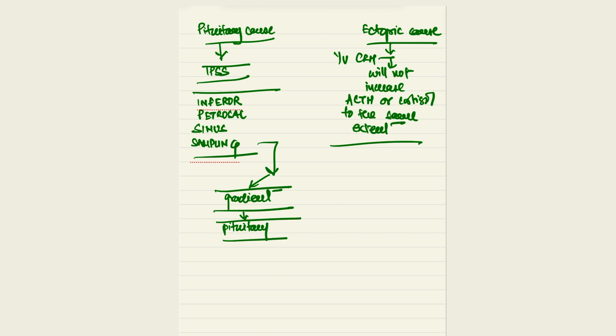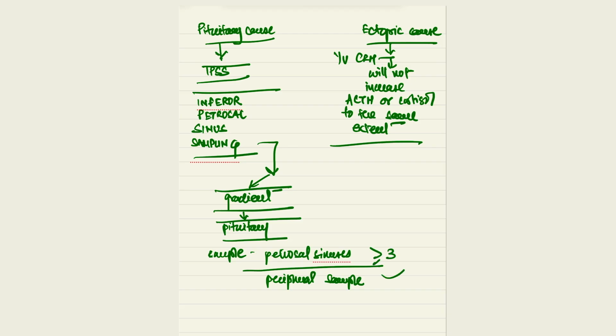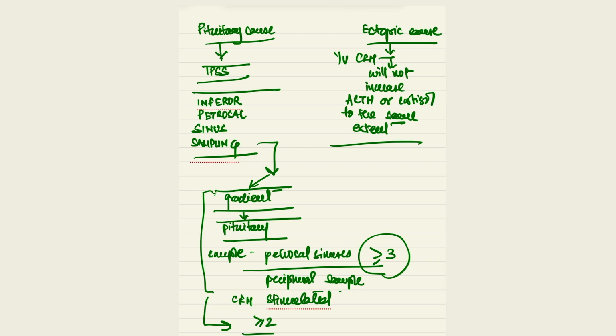the gradient, that is the sample from the petrosal sinuses to the peripheral sample, should have a gradient of around 3, more than or equal to 3, if it is a CRH stimulated sample. While if it is not CRH stimulated, just like that we are taking, it should be more than or equal to 2. That will point towards the pituitary cause of the Cushing's.